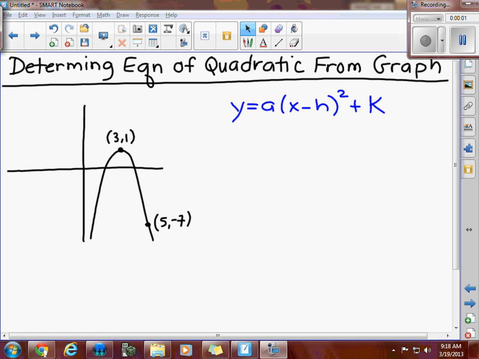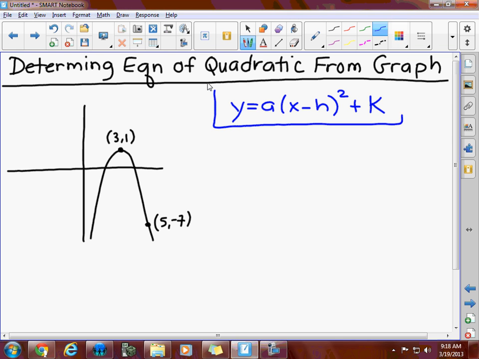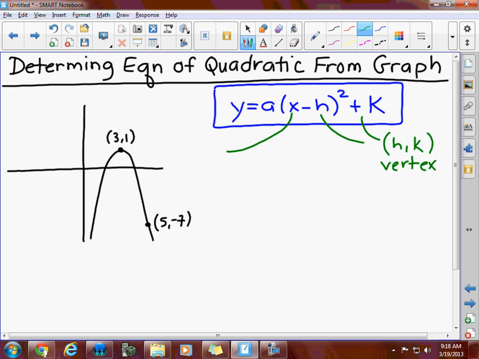This video is going to describe how we can take the information given to us from a graph and actually determine the quadratic function from the graph. First, we have to realize that we have to start with the vertex point form of the graph. In here, you have to be able to identify that the h and k actually are the points of the vertex, and the x and y are just points on the graph. This is important to distinguish right off the start.